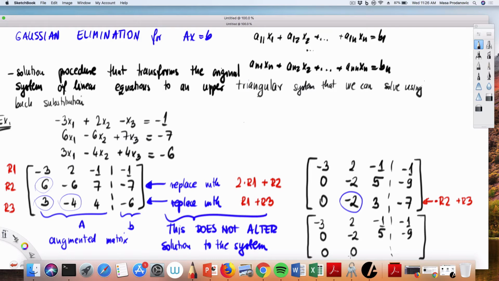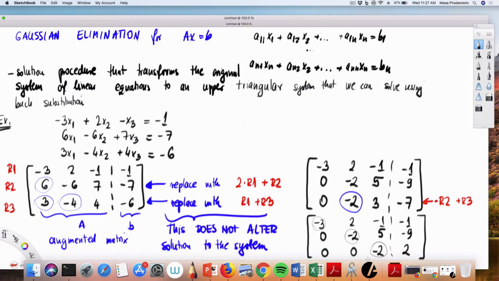So 2 minus 2 is 0, that's by design. -5 plus 3, that is -2. And 9 minus 7 is 2. This is what I call upper triangular form because everything below the diagonal, these are diagonal elements, in my matrix A is 0. Quite frankly, lower triangular form would work fine too. But we will stick with this procedure.